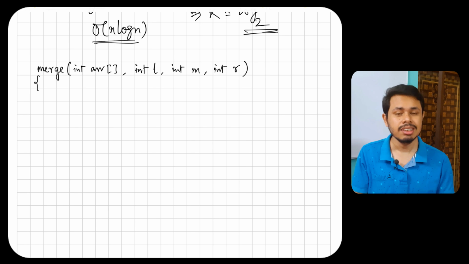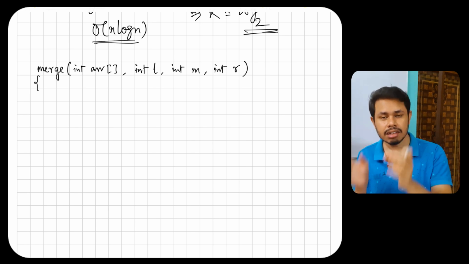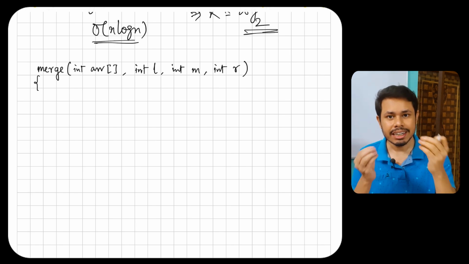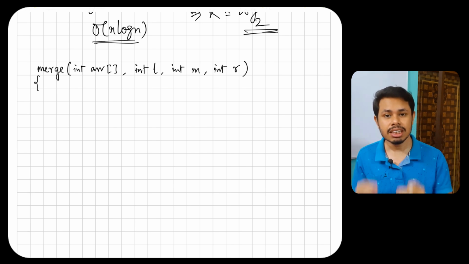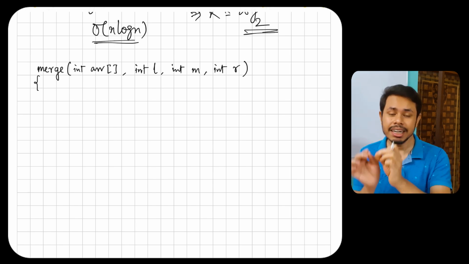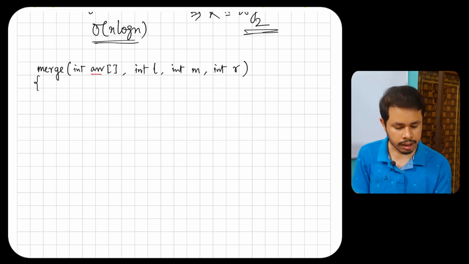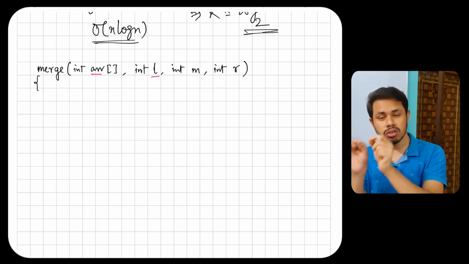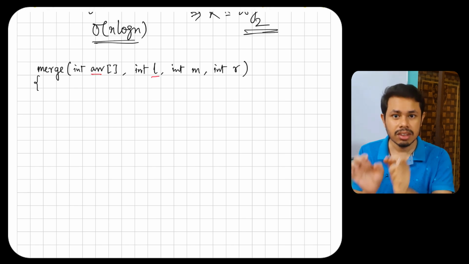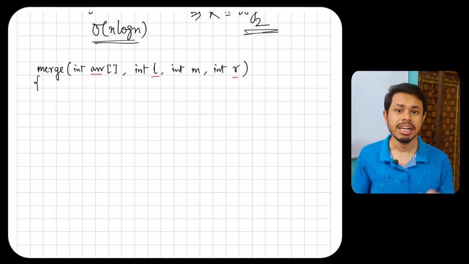So what are the parameters? There could be a single int array, right? Because we are actually dividing the same array. We are continuously dividing the same array and continuously dividing parts of the single array. So our array is fixed, right? But the index will change. So we require an array. We also require a left pointer, which is pointing to the left index of our particular subarray. We also need a right pointer. And most importantly, we need a middle pointer.